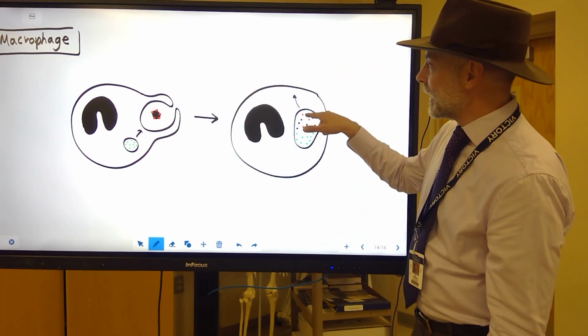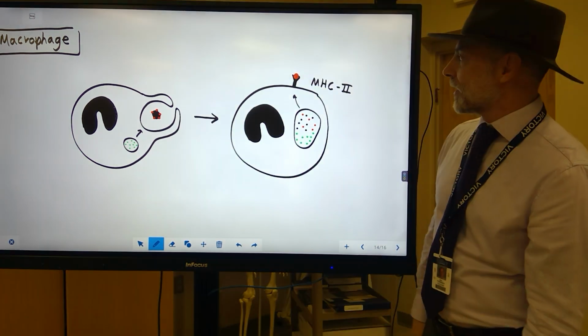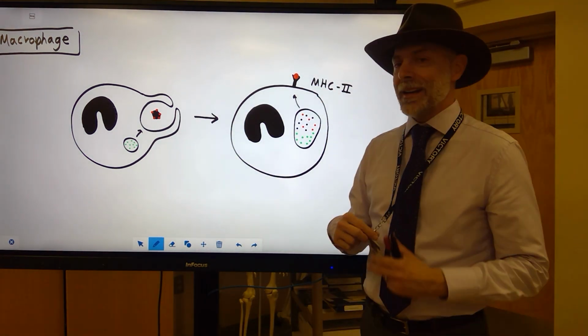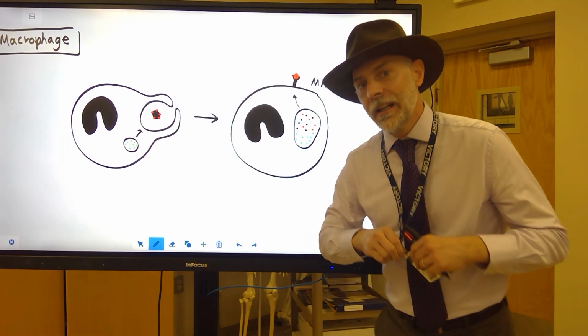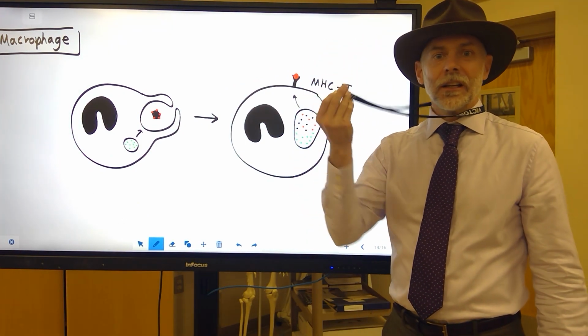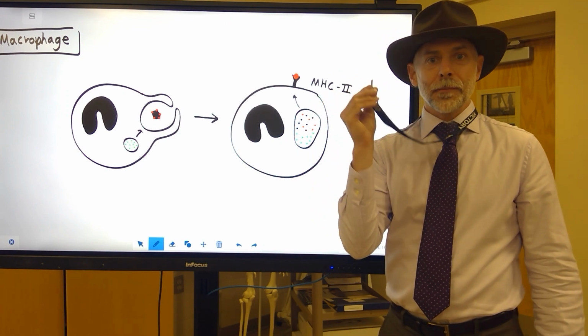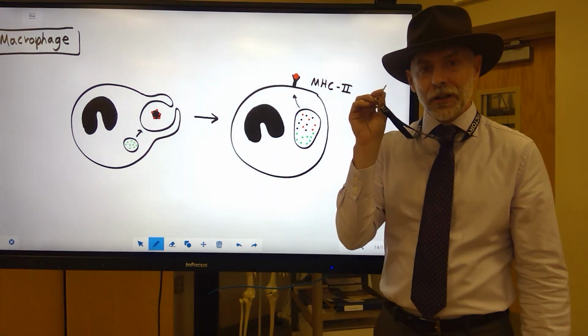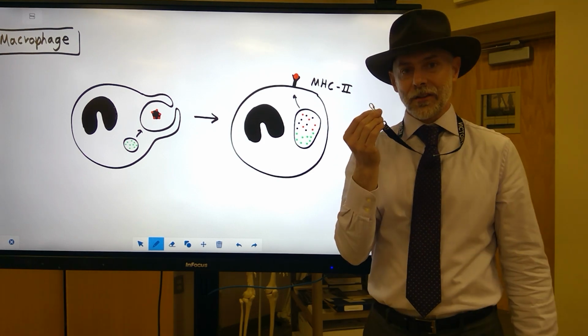But if it has to, it'll take a piece and put it on its surface on these little things called MHC2 molecules. And you can think of the MHC2 complex as kind of like a lanyard, and on the end would be an ID. But the ID that the macrophage puts on it is a little piece of the bacterium.